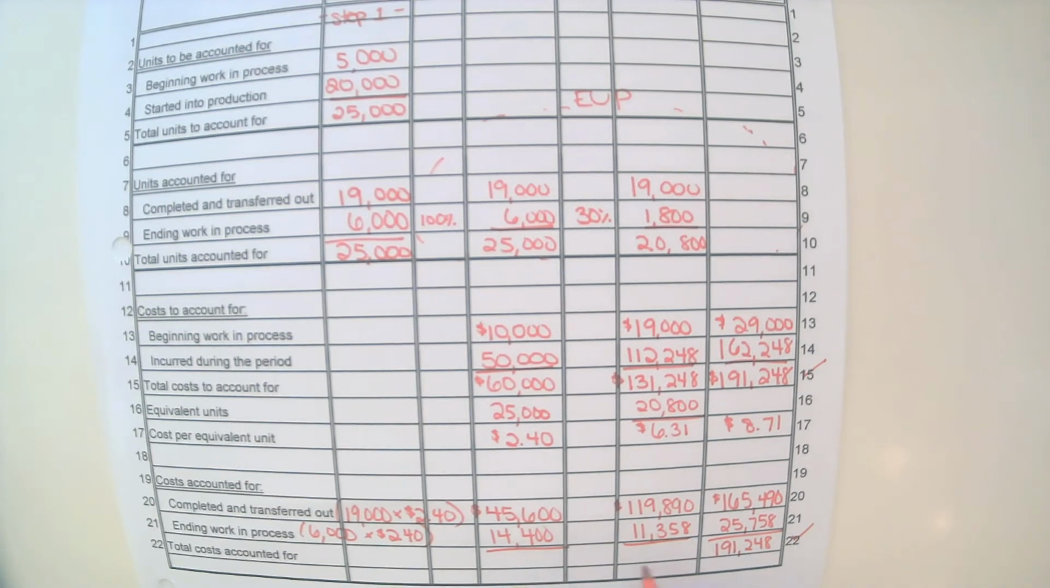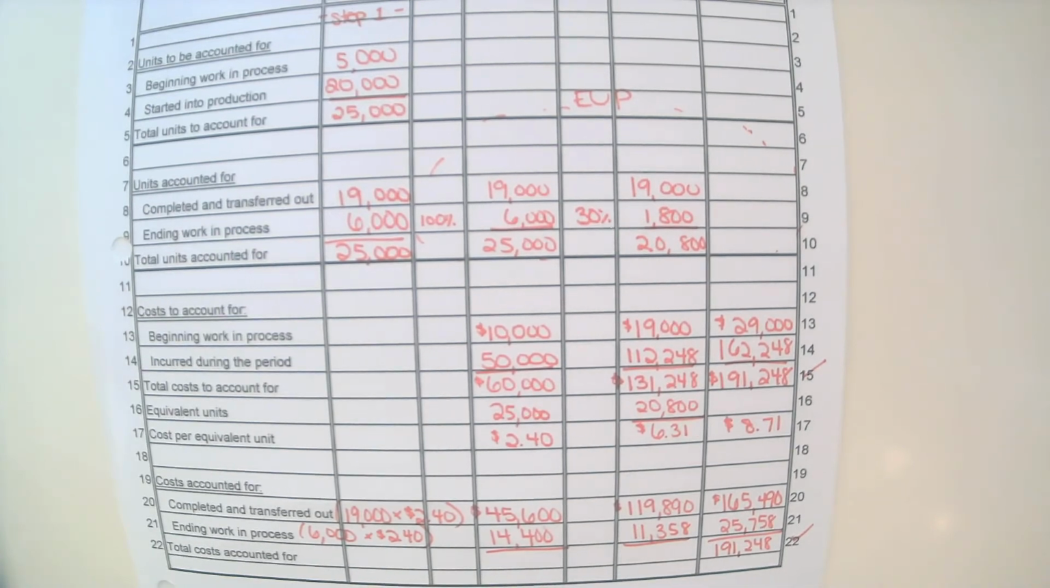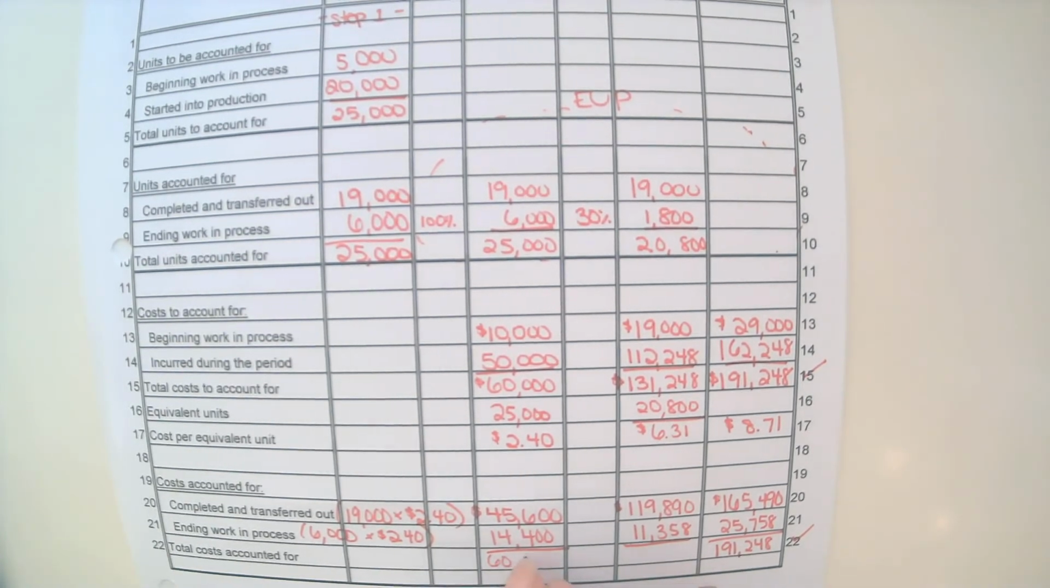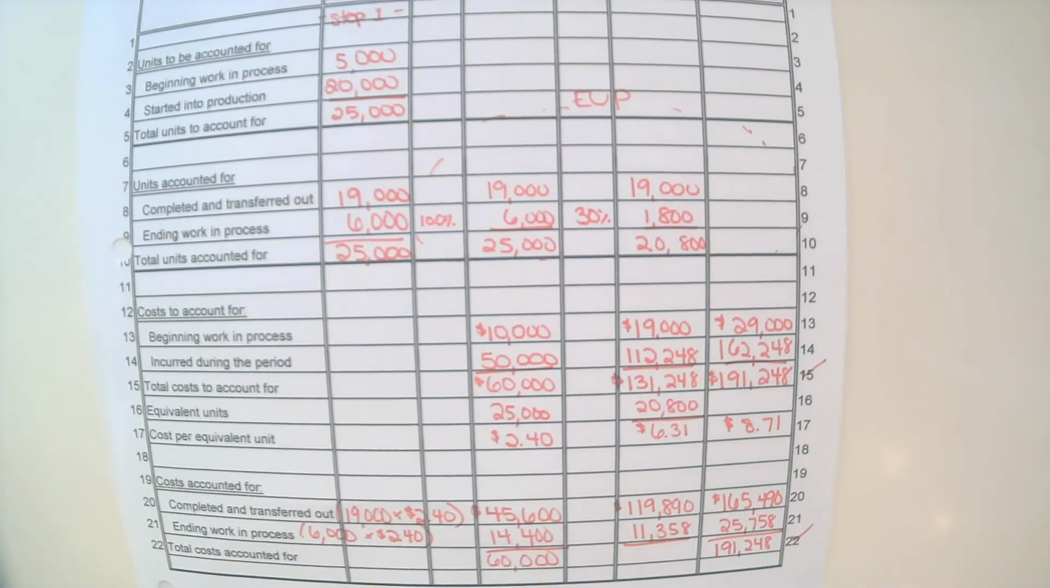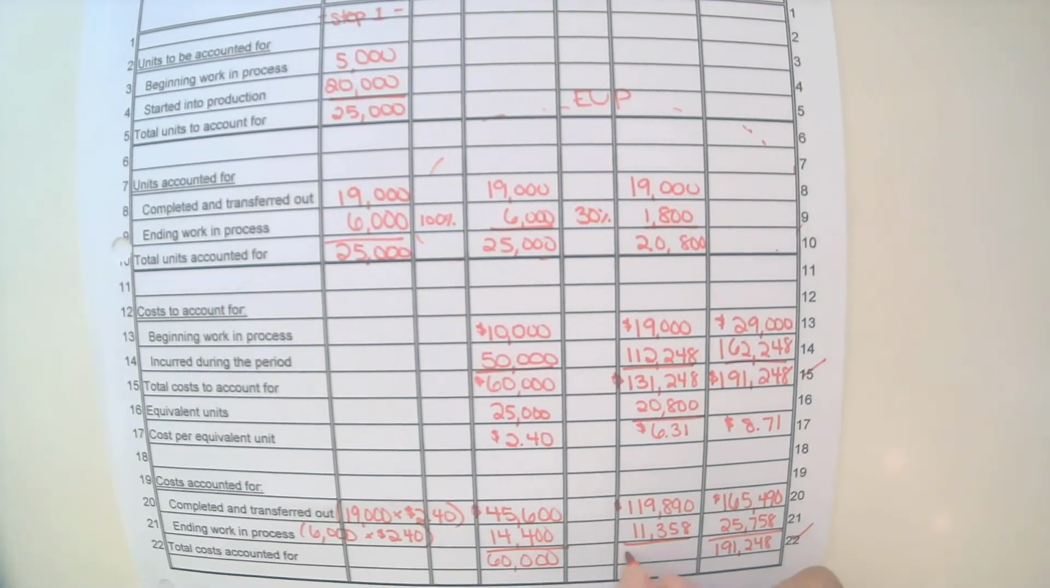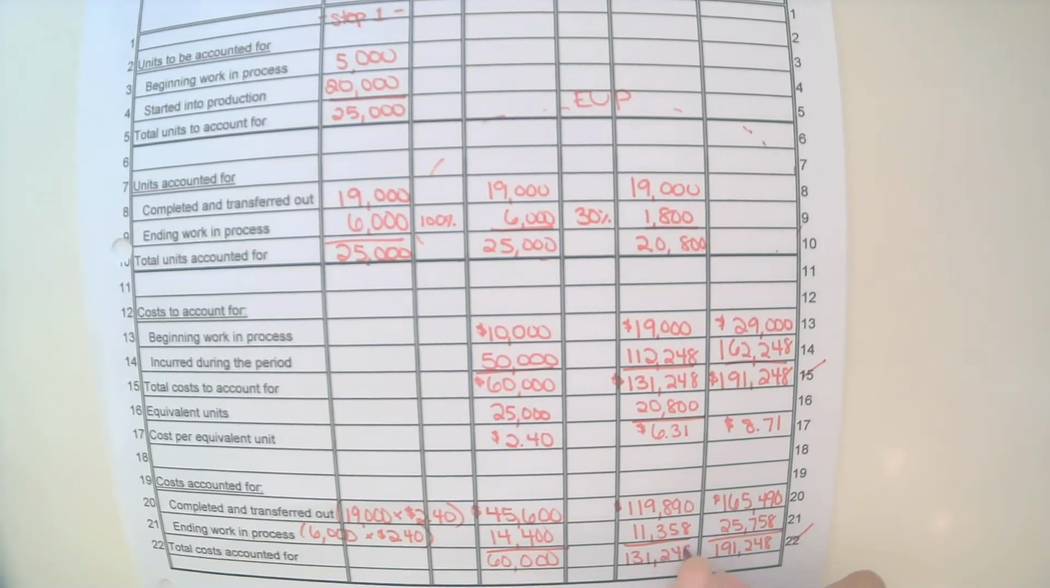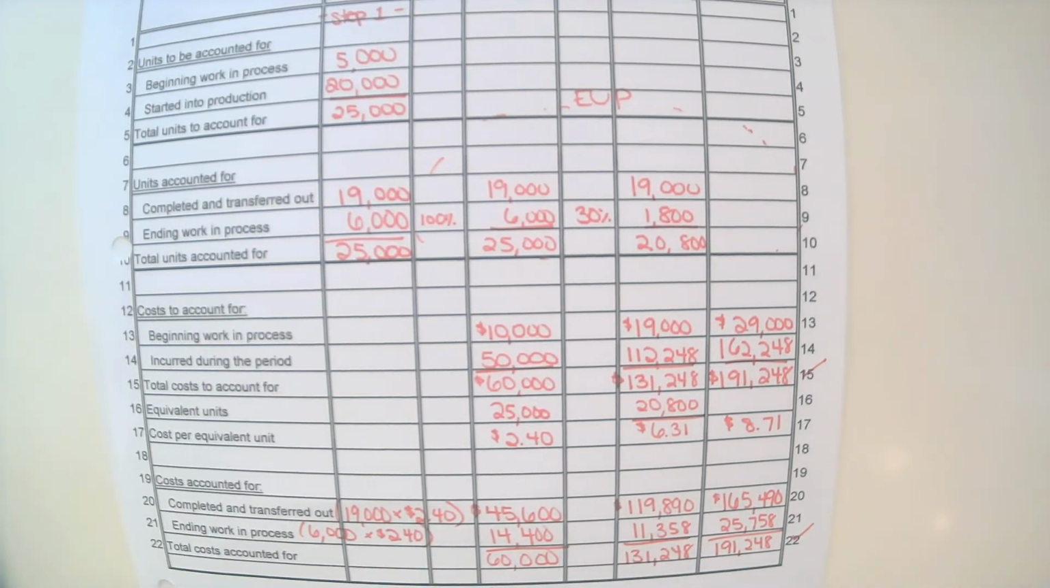And then you can go ahead and sum these two to see what you get. 60,000 and 109. 131,248. And then I'll just add across. Okay, good. Just making sure. So it should add this way and that way. All right, just double checking. Good, so there's a production cost report.